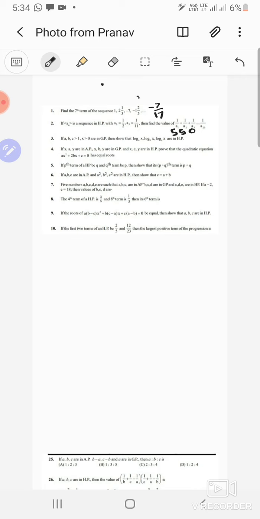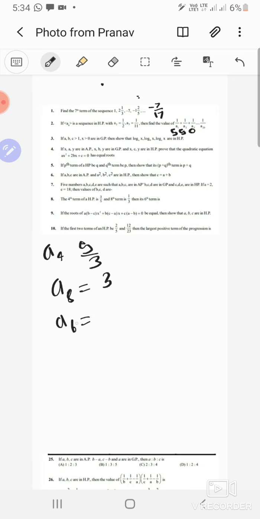The fourth term of a harmonic progression is 3 by 5 and the eighth term is 1 by 3. Then its sixth term is going to be? So here's the deal. The fourth term of a harmonic progression, you have A4. So the reciprocal of that is going to be the fourth term of the corresponding arithmetic progression, which means that 5 by 3 is the fourth term. The eighth term is the reciprocal of this, which is going to be 3. So we have to find the sixth term.